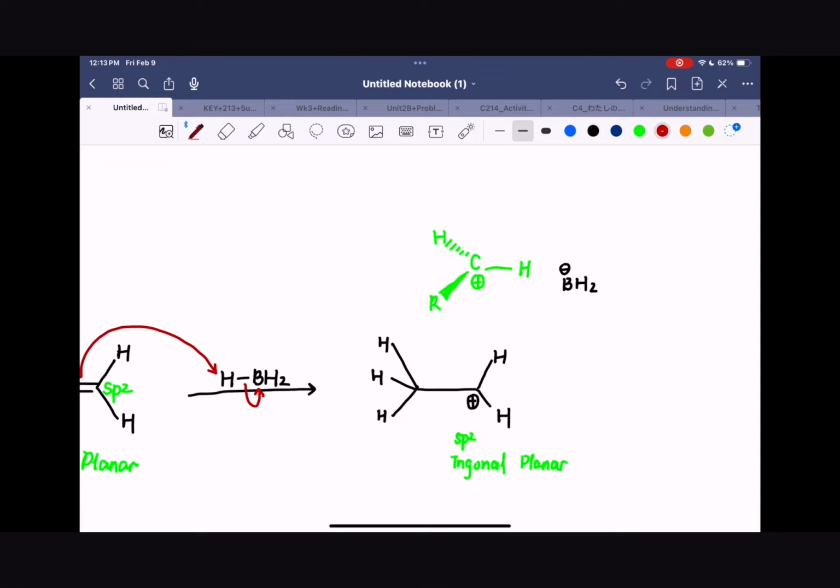We would like to show the intermediate. Do not get confused by the top or bottom attack. This is why we're drawing the actual intermediate right here, the planar version, to show you that top or bottom is possible, because in this only syn addition is possible. The same plane in which H was added is the exact same plane in which BH2 is added, because it is a four-atom transition state.